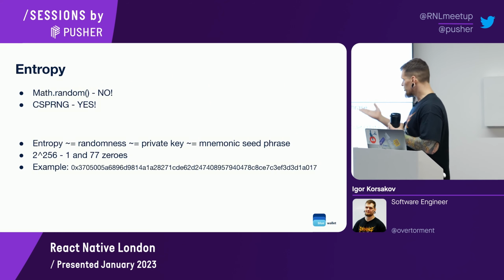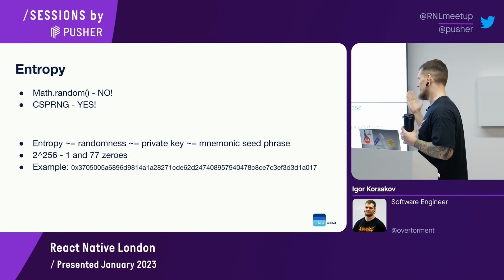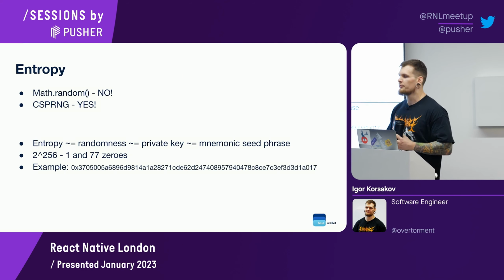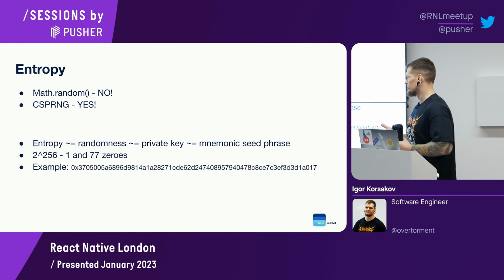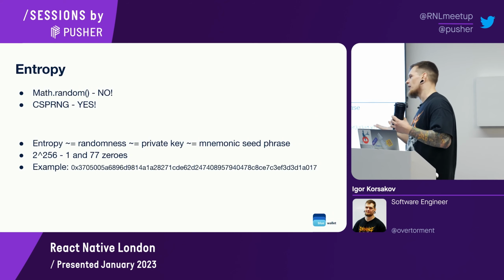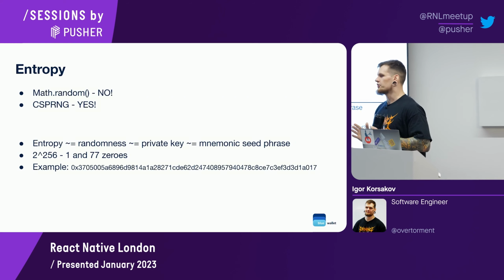And well, it's not exactly correct to say that entropy is randomness or private key or mnemonic seed phrase, but for our purposes, it's okay to say that it's the same. So in conversation with your fellow developers, you can interchange. Sometimes you say entropy, sometimes you say private key. It's roughly the same. But what is entropy?